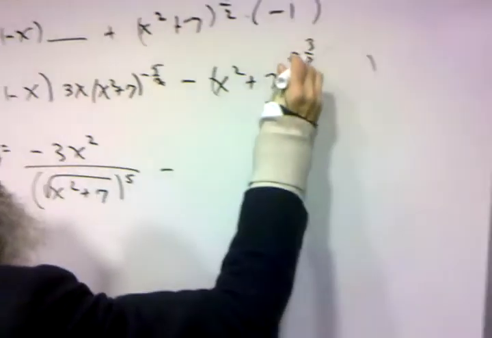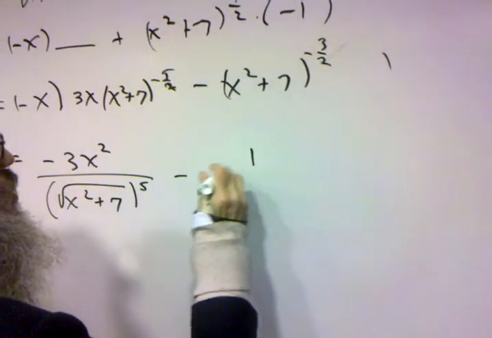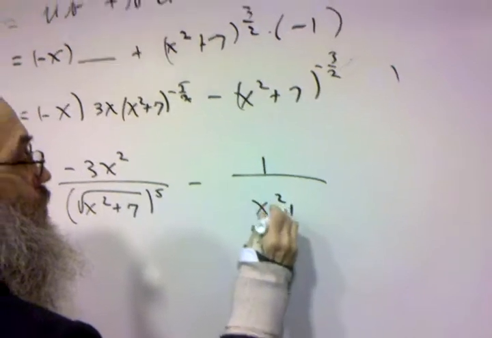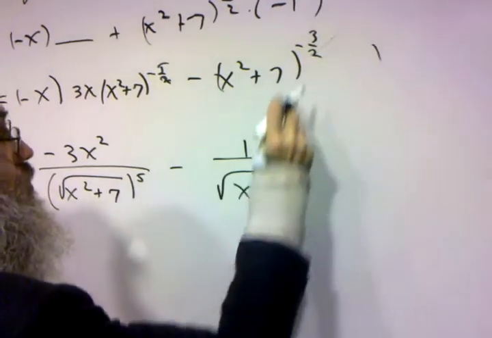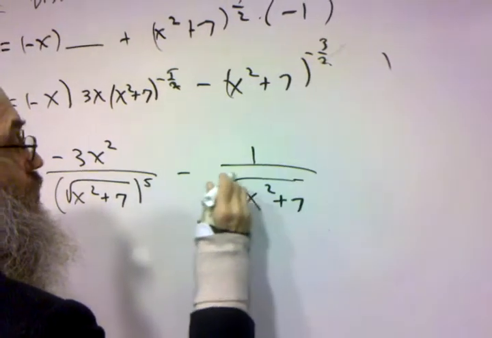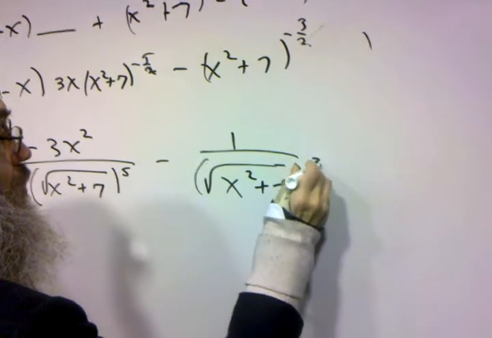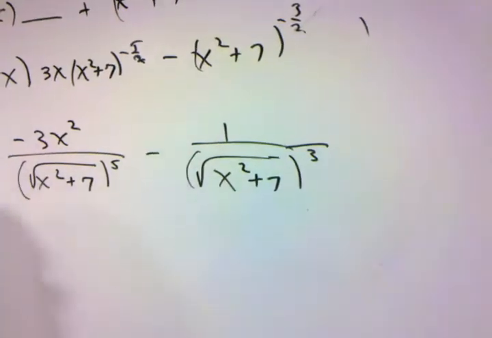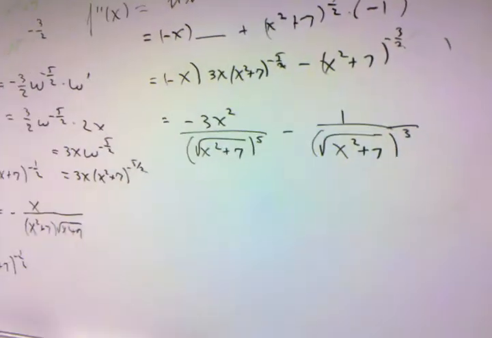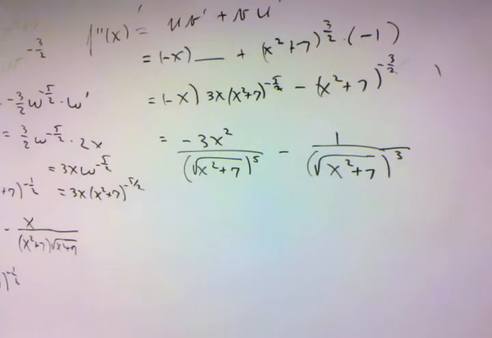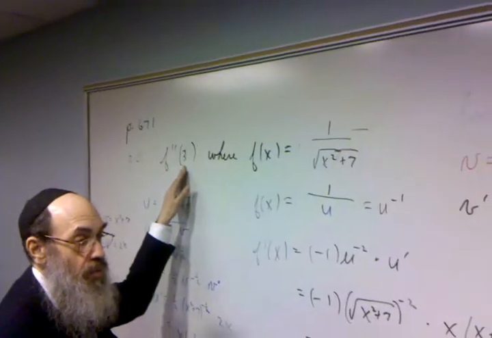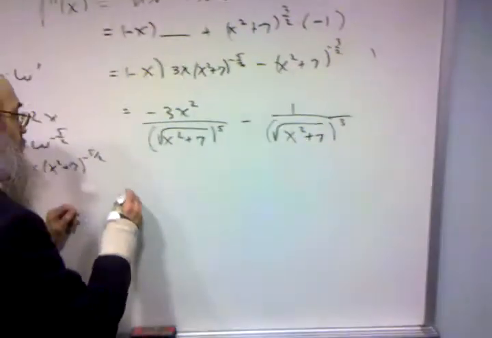Minus, this was 3 halves, 1 over x squared plus 7, square root of it. The 2 means square root of it. The 3 means I raise it to the 3rd power. And this is going to be the second derivative. Now that we have the second derivative, we go ahead and plug in 3 to find f double prime of 3, so we change x to 3.